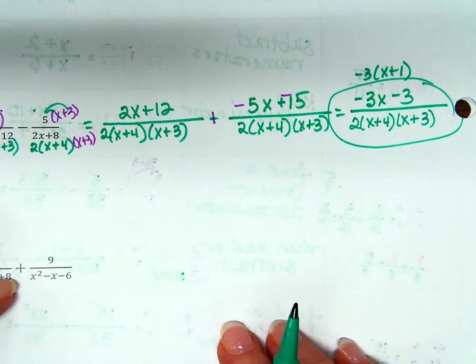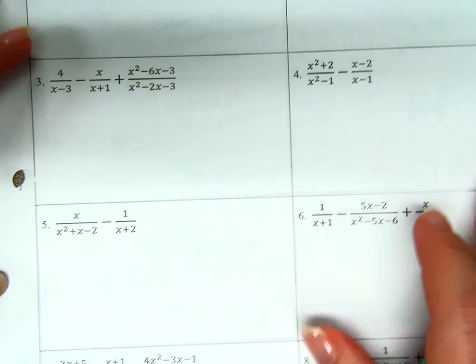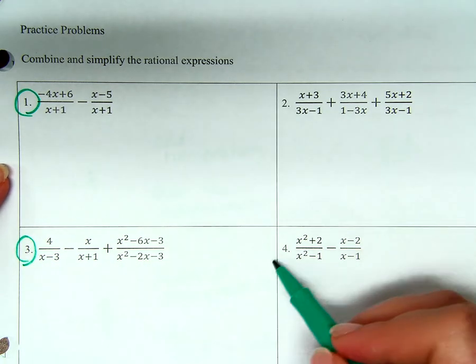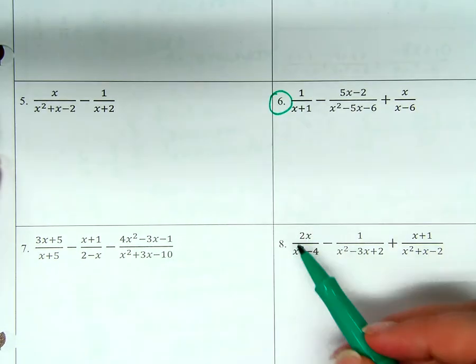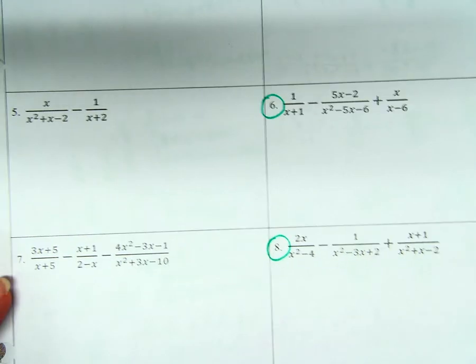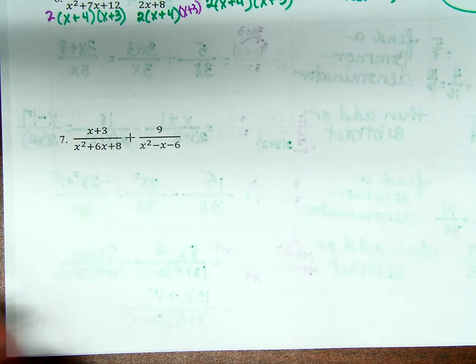Any questions? Would you please circle the following questions on the next page? Number 1, number 3, number 4, number 6, and number 8. Those are the problems I want you to do. Do you want me to do 5 or 7 since we still have a couple minutes? Which one?